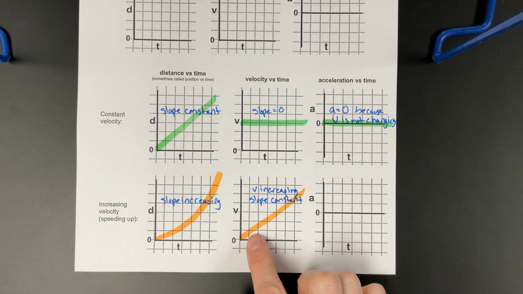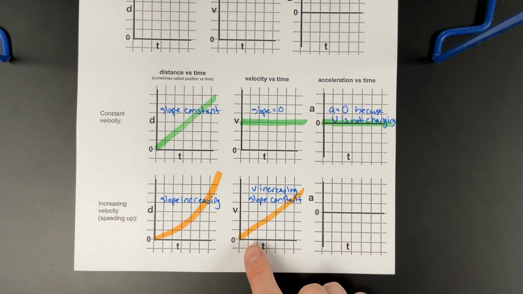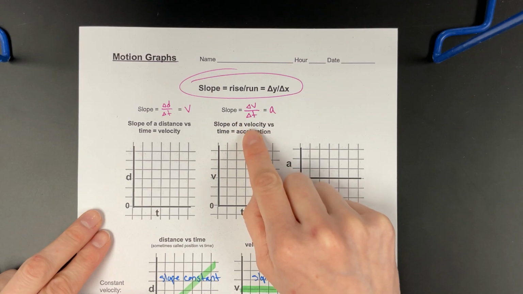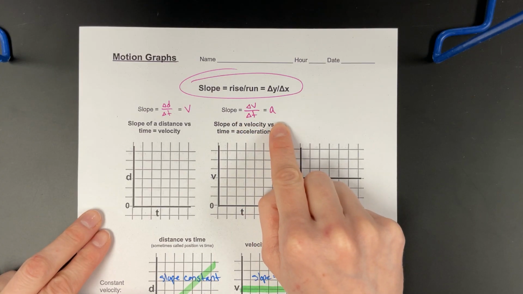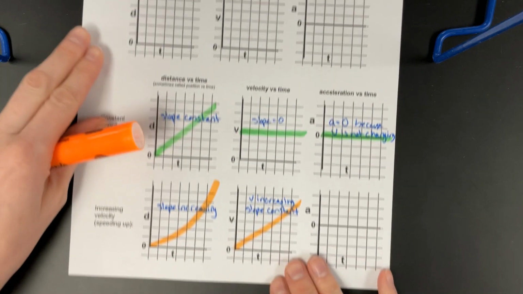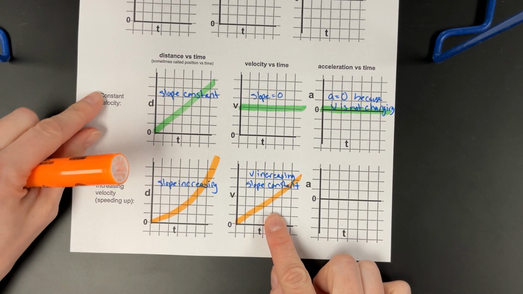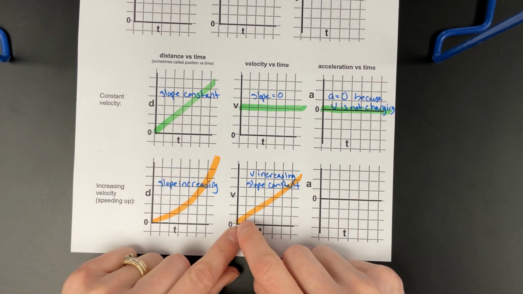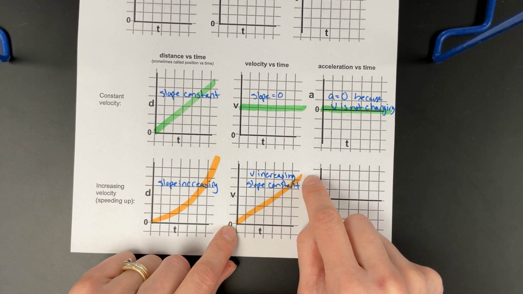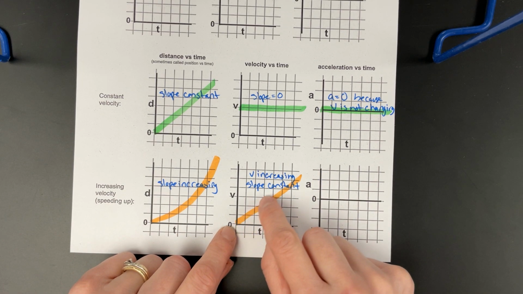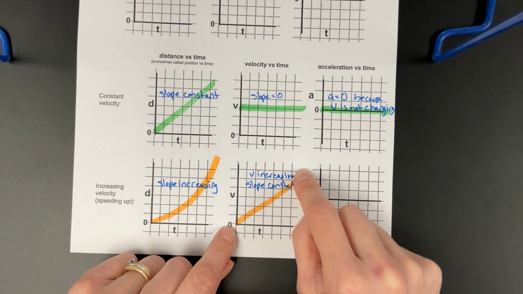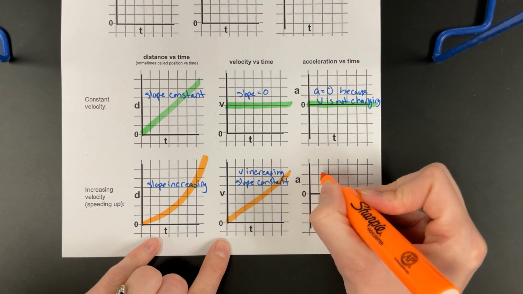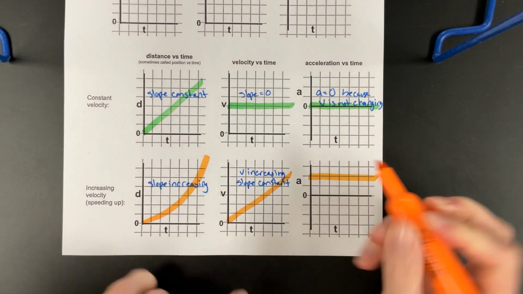What does the slope of a velocity graph tell us? The slope of a velocity graph, how much velocity changes, is the acceleration. So if the slope is constant, that means the acceleration is going to be constant. Is the slope here positive or negative or 0? It's positive, right? So our acceleration is just going to be something flat. Acceleration is going to be something constant and positive.